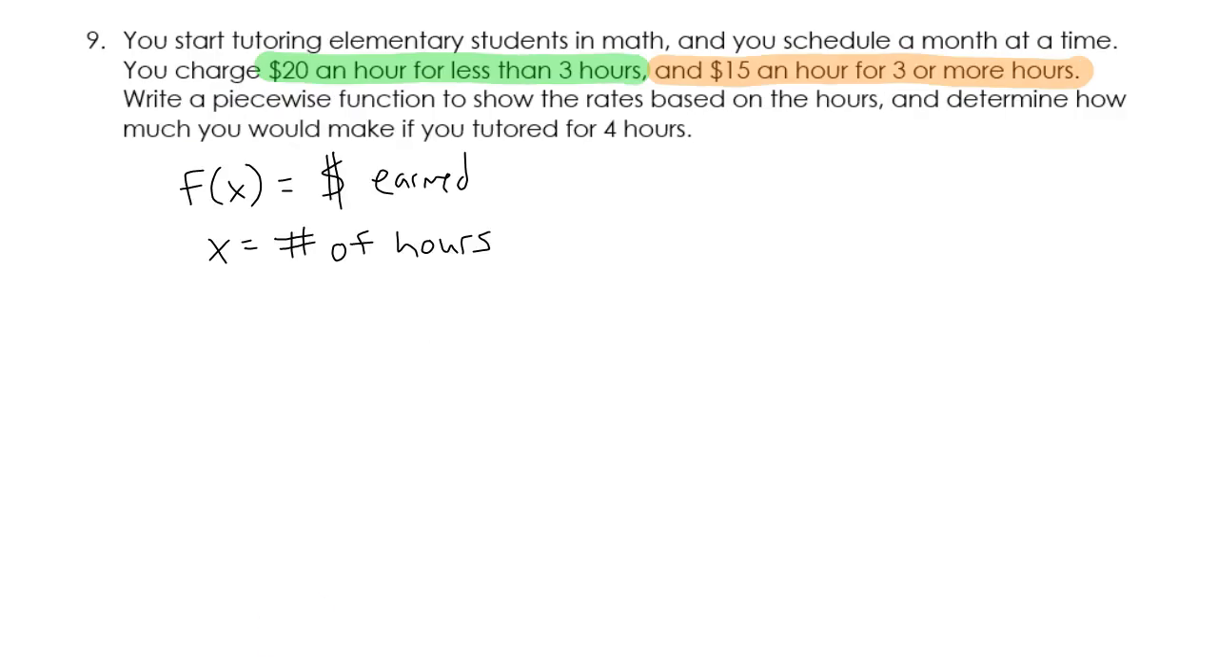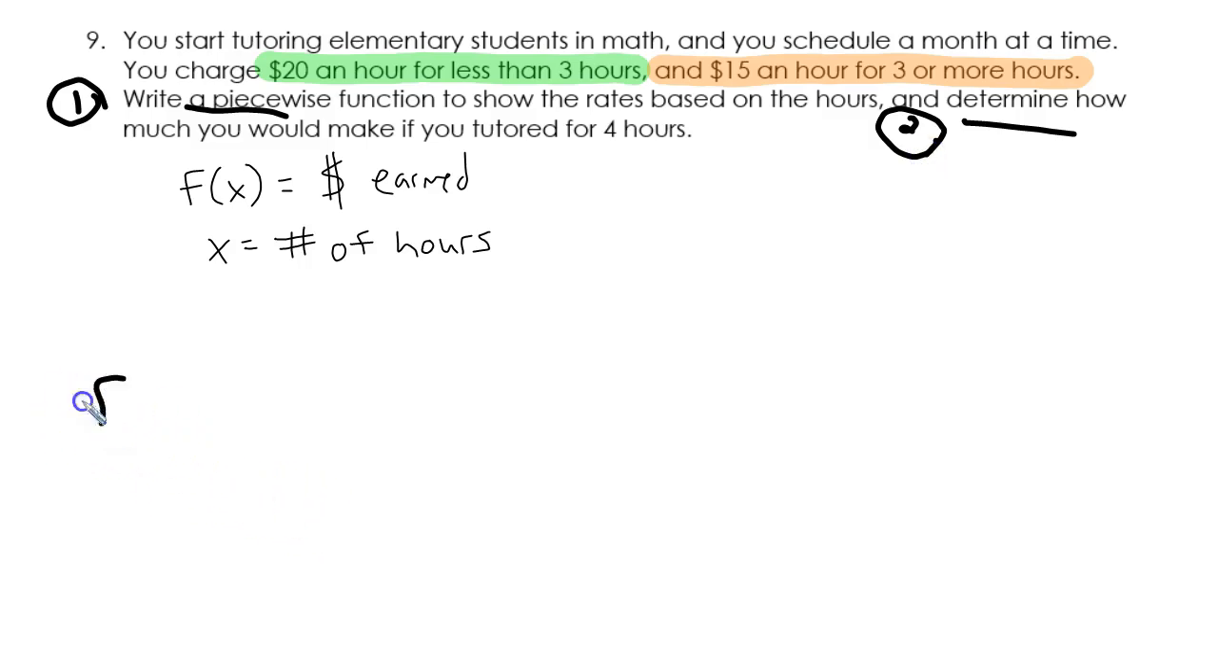Finally, number 9, you start tutoring elementary students in math and you schedule a month at a time. You charge $20 an hour for less than 3 hours and $15 for 3 or more hours. Write a piecewise function to show the rates based on hours and determine how much you would make if you tutored for 4 hours. So first, we kind of have 2 questions here. First, write a piecewise function. And second, determine how much money you would make if you tutored for 4 hours.